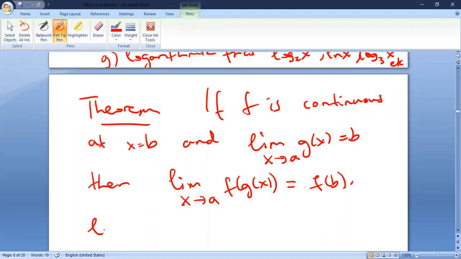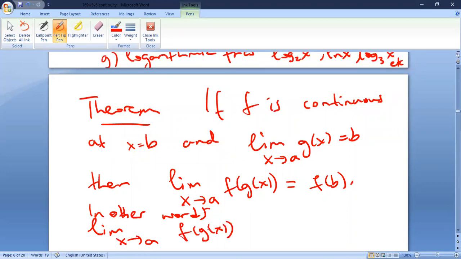Or to write this thing in a nicer way, the limit of f of g of x is equal to f of the limit of g of x.